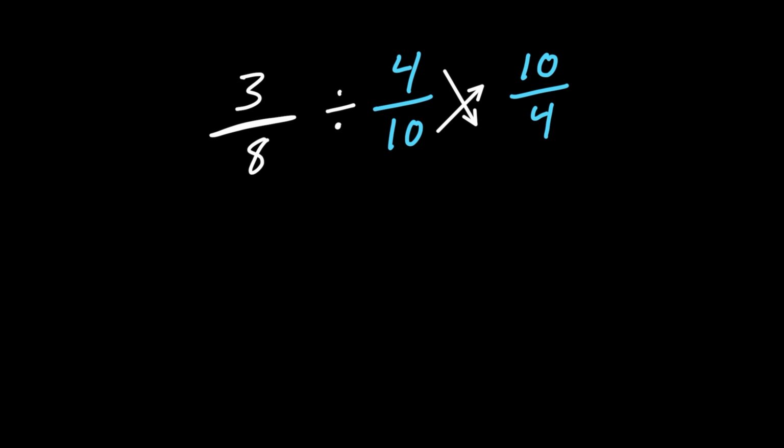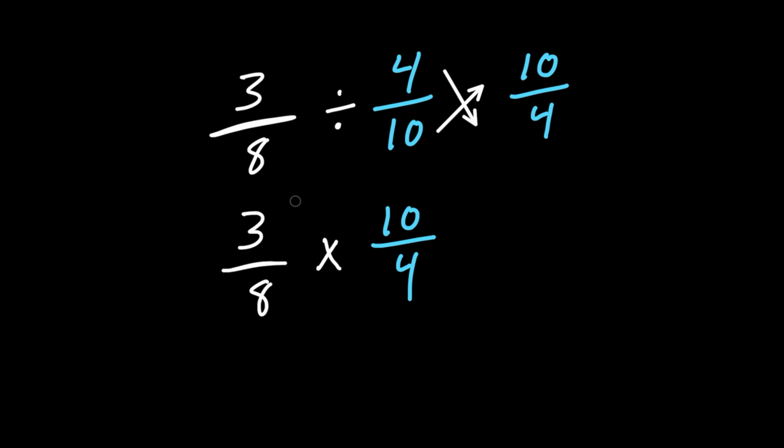Okay, great. Now that we flipped that guy around, let's rewrite this. So we would write 3/8, but then we have to remember we don't divide it anymore. When we flip the second guy, we have to multiply. So the first fraction stays the same, but now we multiply it instead of dividing it, and we multiply it by this new flipped number, 10/4.